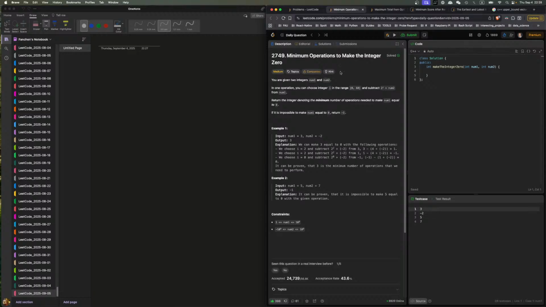All right, we have num1, num2. In one operation, you can choose an integer i in the range of this and subtract 2 to the i plus num2. Okay, so what we're doing is subtracting this from num1: n1 minus (2 to the i plus n2). So that's just n1 minus n2 minus 2 to the i. Return the integer denoting the minimum number of operations needed to make it.